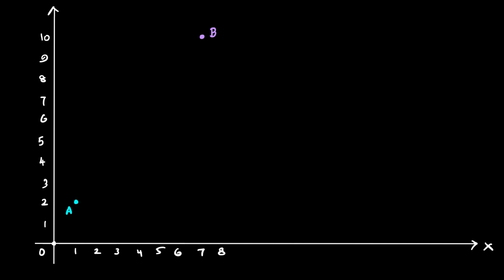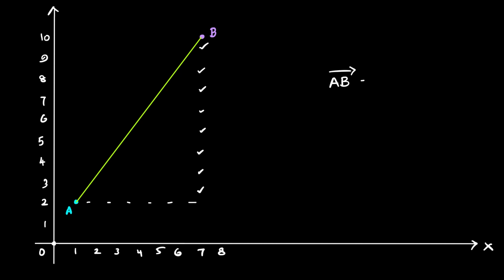Now I want to go from A till B. So I'm drawing this green line like this. Now let me count the squares. So this is 1 and 2 and 3 and 4 and 5 and 6 this way. And then 1, 2, 3, 4, 5, 6, 7 and 8. That means by looking at the diagram, I know that the vector AB is 6 right and 8 up, which gives us the column vector 6, 8.